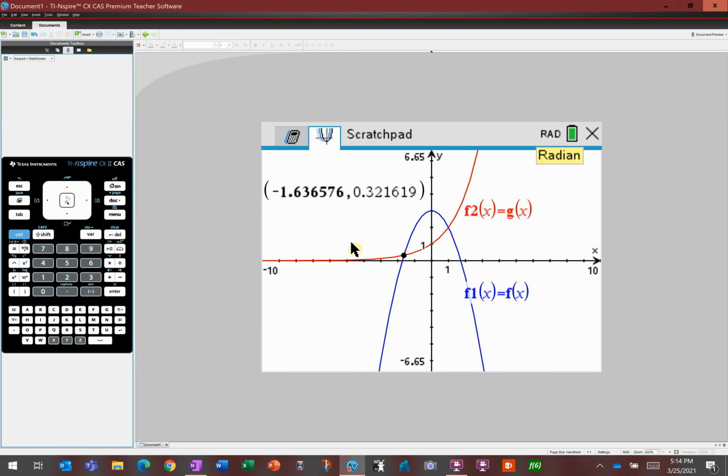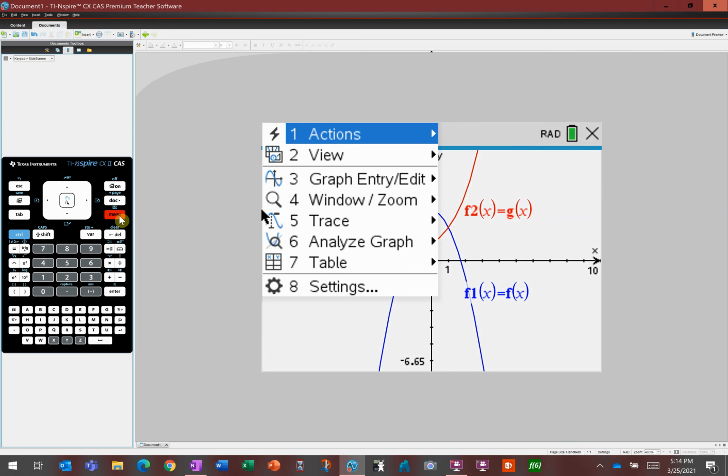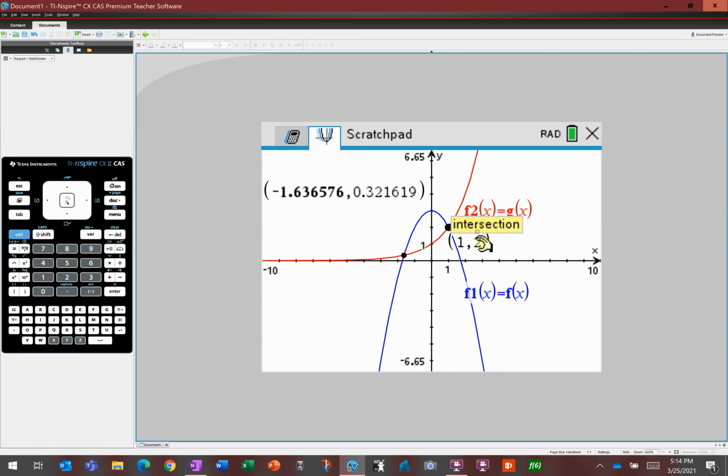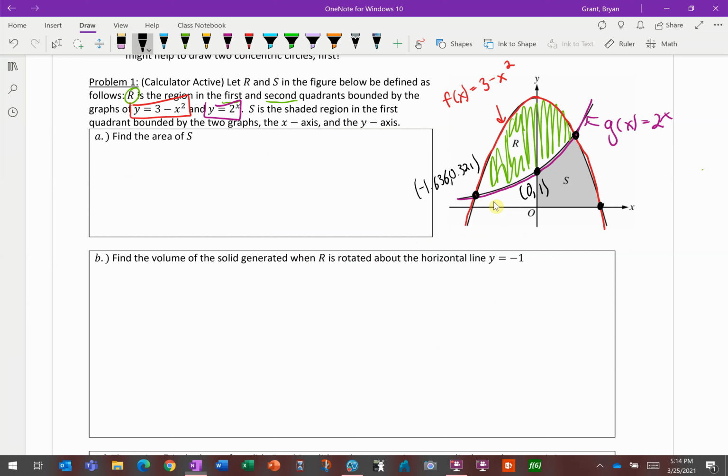I think we still have to do that upper one. However, when I find that, you're going to say, oh, duh. I mean, it looks like the point 1, 2. Maybe it is, maybe it isn't. But when you analyze graph intersection, it is 1, 2. And visually, that makes sense. If x is 1, y is 2. So we get the point 1, 2. Very nice.